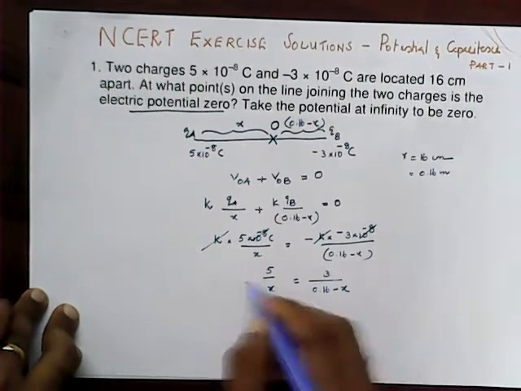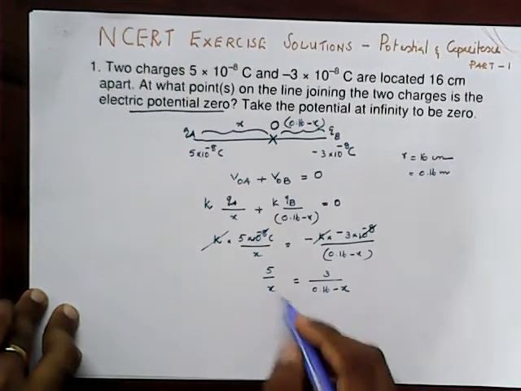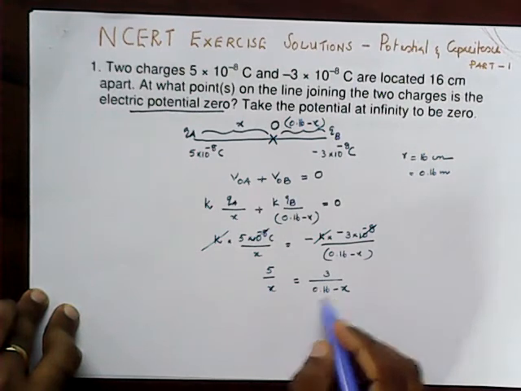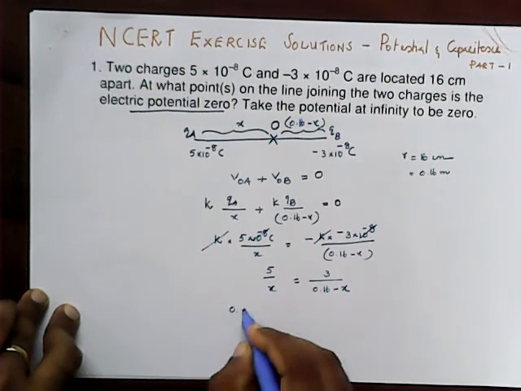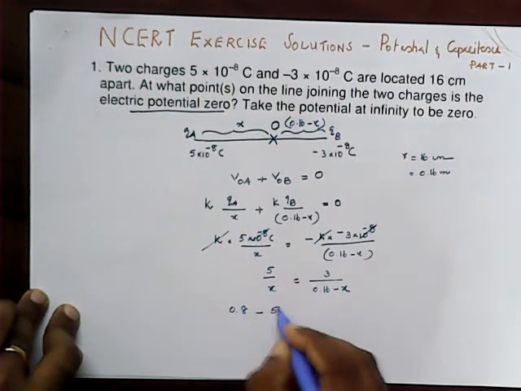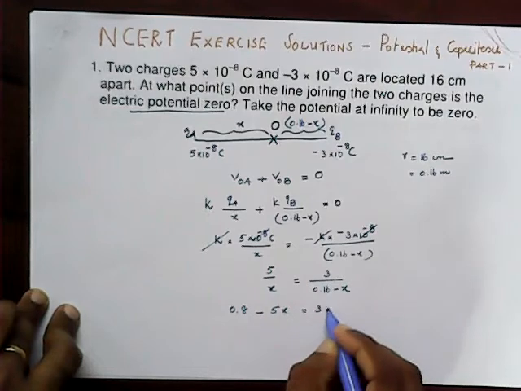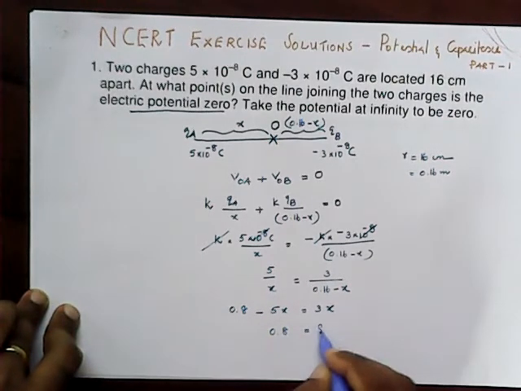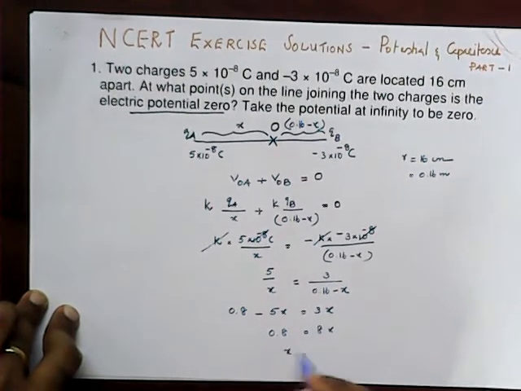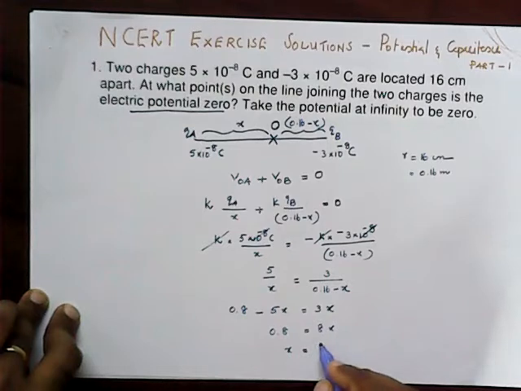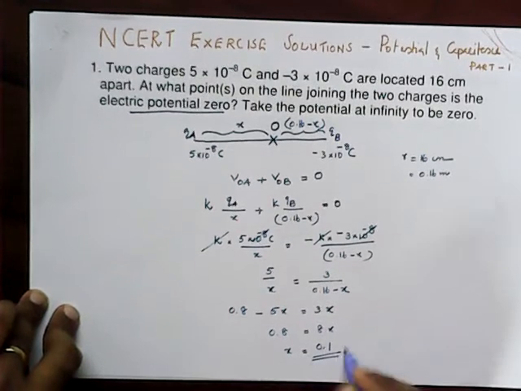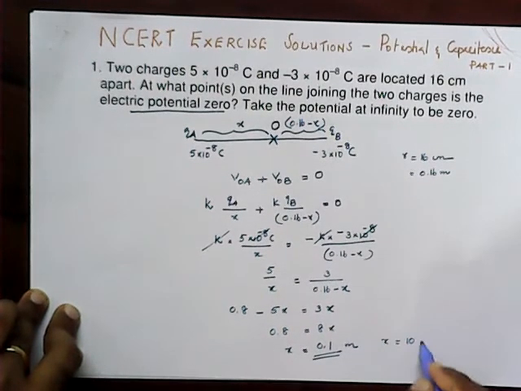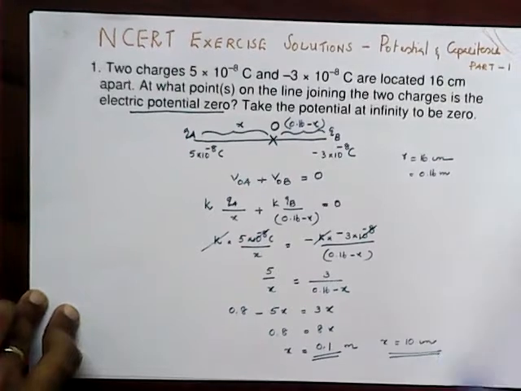Then on solving, just cross-multiplying, 5 into 0.16 is equal to 0.8 minus 5x is equal to 3x. So 0.8 is equal to 8x. So x we get the value as 0.1 meter. That means we can say x is equal to 10 centimeter. A good concept.